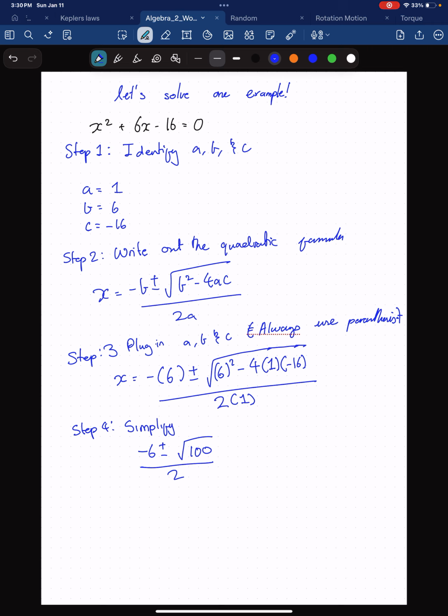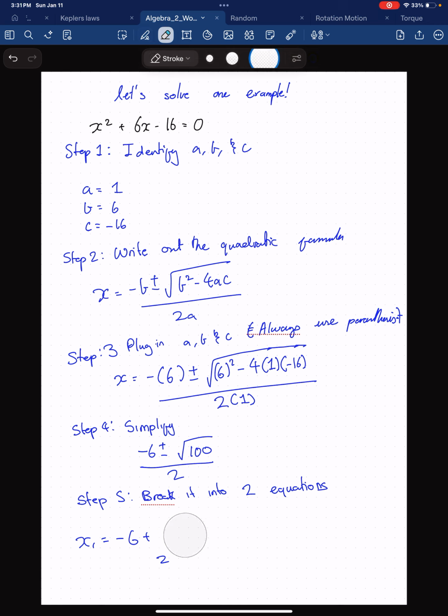All right, step 5: break it into two equations. Then from there, we're going to have x1 equal to minus 6 plus the square root of 100, over 2. And the square root of 100, we actually know very simply, is just 10. So it's going to be minus 6 plus 10 over 2.